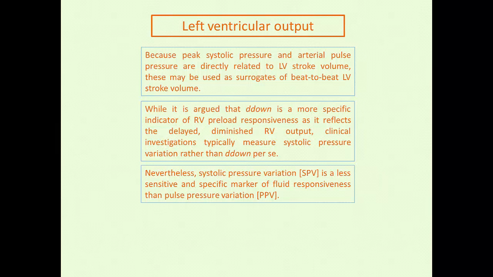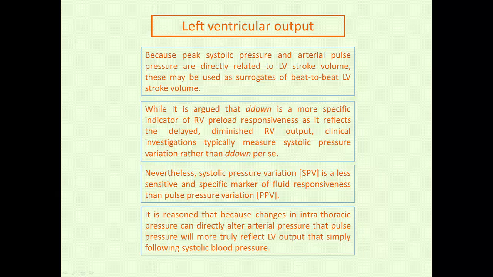Systolic pressure variation, that is SP max minus SP min, is a less sensitive and specific marker of fluid responsiveness than pulse pressure variation. Sorry, I said that wrong. Pulse pressure variation is the pulse pressure maximum less the pulse pressure minimum divided by the average of the two. I'm going to get angry letters from my mother.